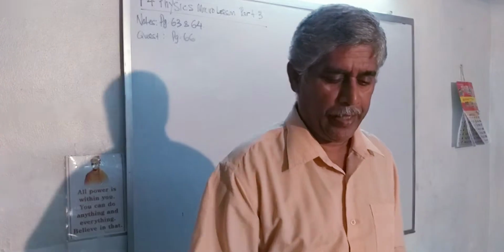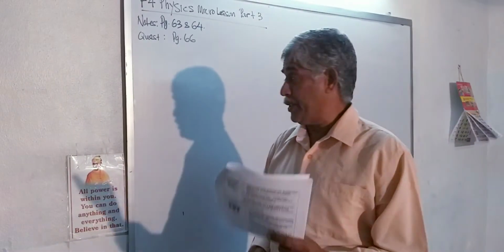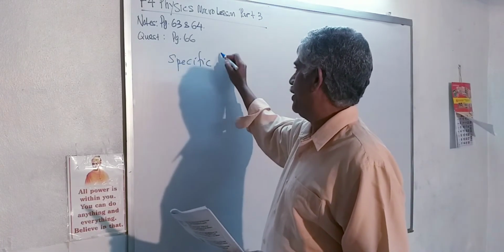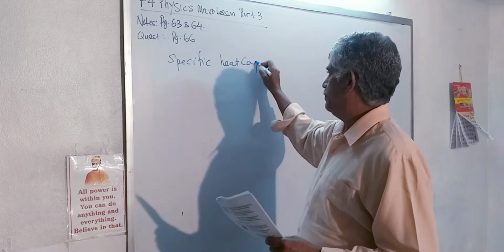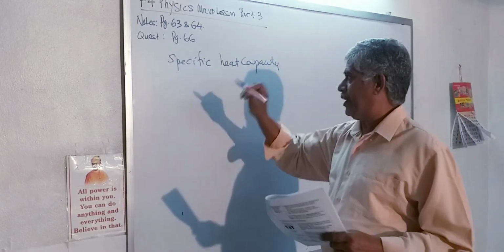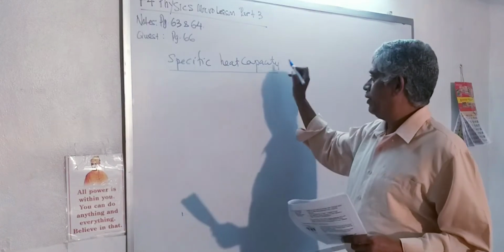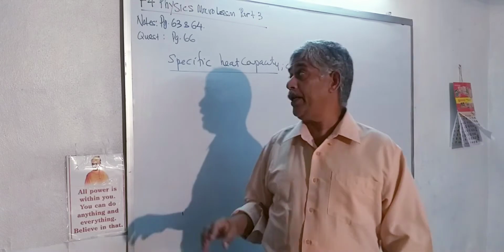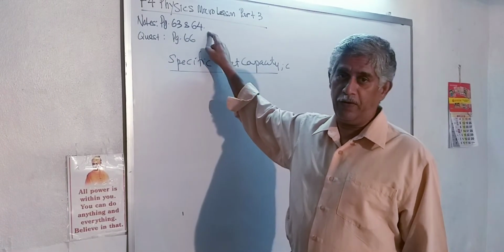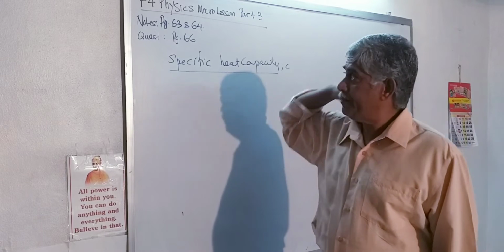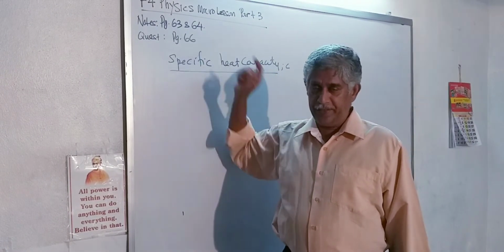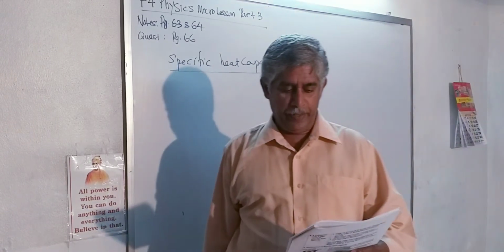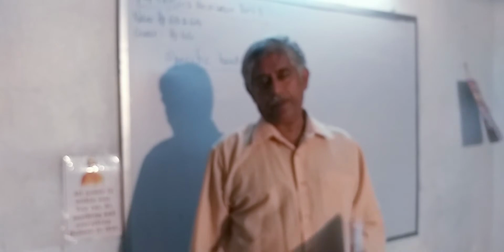Today basically we are going to learn a very important concept called specific heat capacity. This idea I touched a little bit in the last class when I was solving the question. It is given the symbol C, small letter c. Our lesson today will mainly be on pages 63 and 64 of the notes, and later we can try the questions at page 66. I'll tell you which questions we can try later. Before that, we need to understand this concept of specific heat capacity.